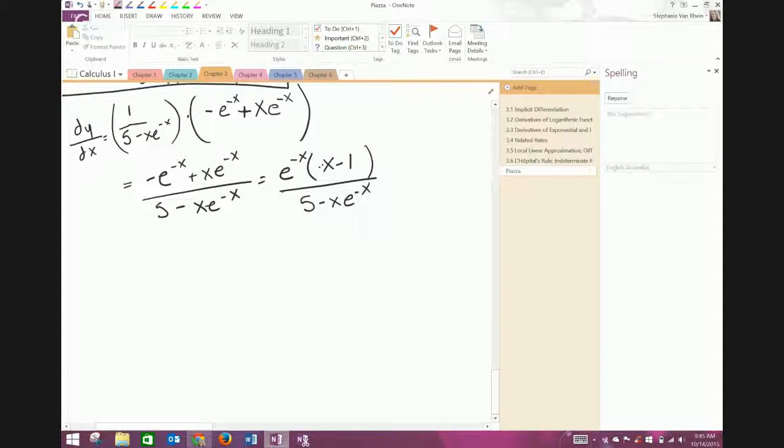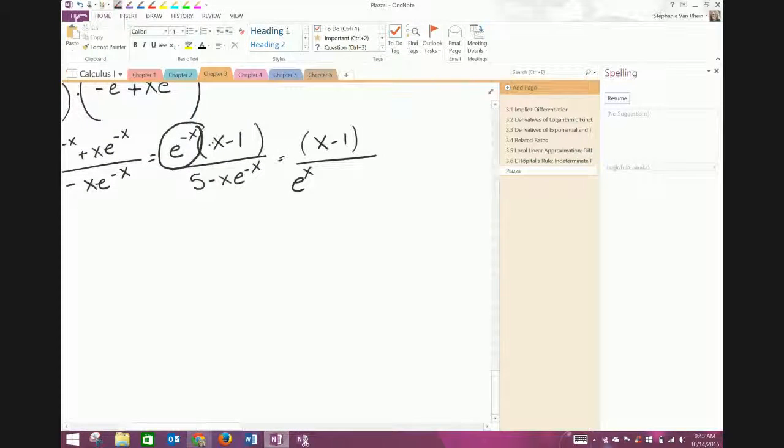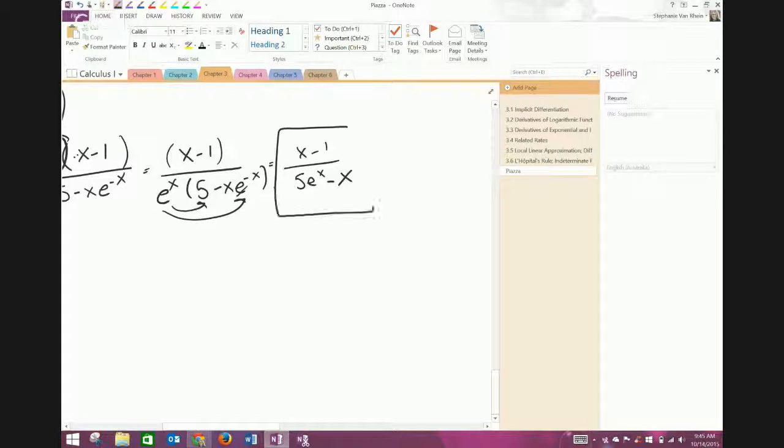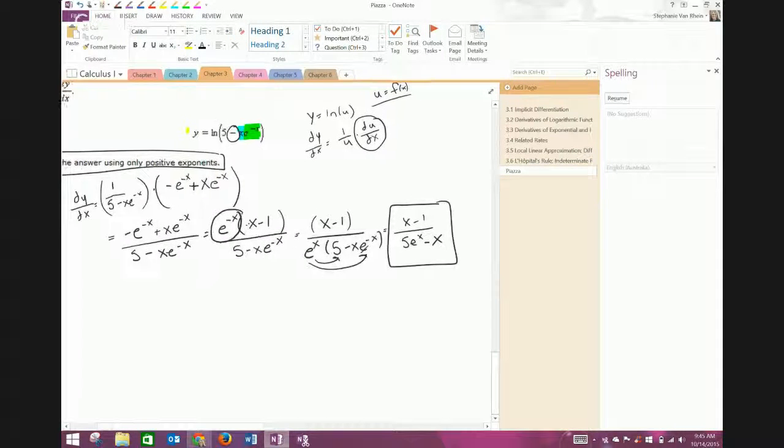So getting rid of the negative exponent here, I can bring that to the denominator and have x minus 1 divided by a positive e to the x times 5 minus x e to the minus x. So when I distribute that, I get x minus 1 divided by 5 e to the x minus x, because the e to the x times e to the minus x is going to cancel that. And then all my exponents are positive there. And that's what Wiley wants to see it as.